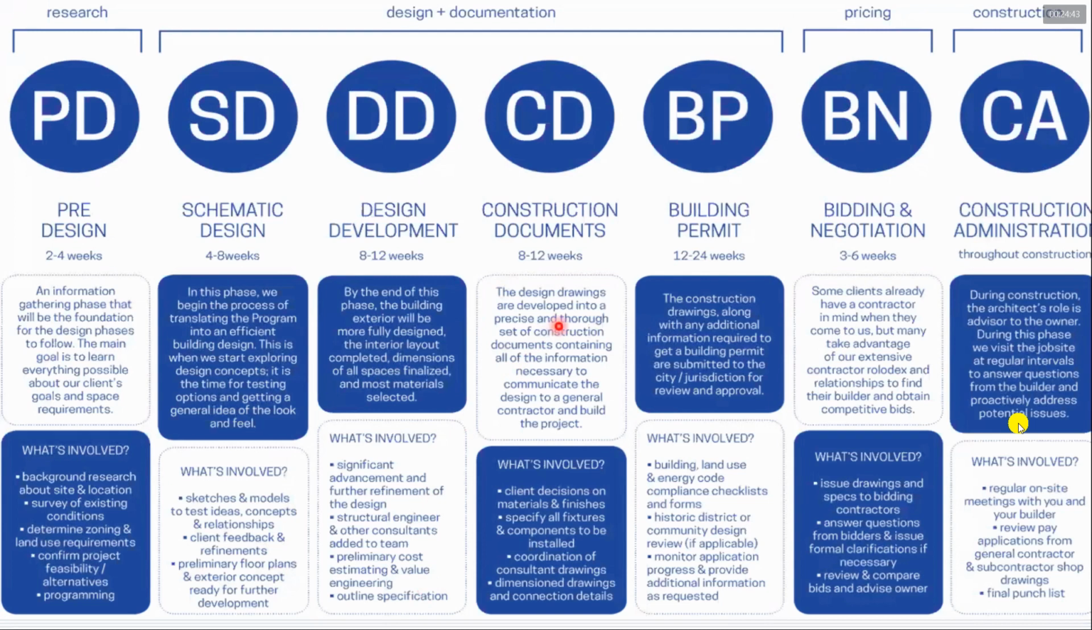Then construction documents. It involves turning design drawings into a precise and thorough set of construction documents containing the information necessary to communicate to a general contractor and build the project. Here, the coordination of consultant drawings, dimension drawings, and connection drawings is developed. Then, after your drawings are developed, you submit them to the relevant building authority that will permit you the certificate that your building is as per the bylaws and you are not negating any rules and regulations set by the controlling authority.